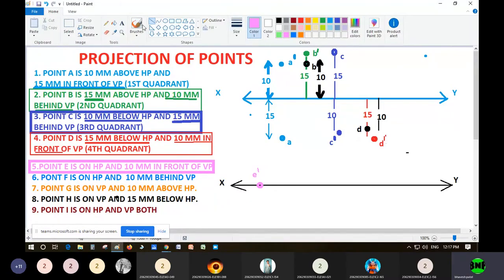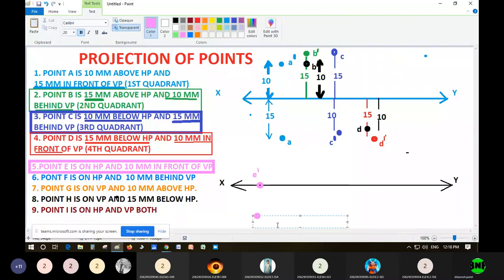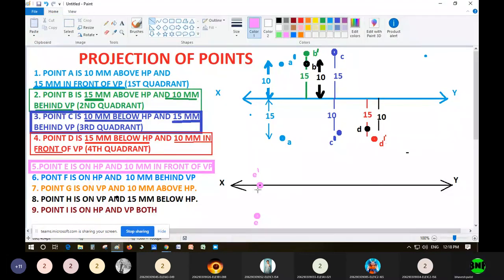So another point will be somewhere here, 10 mm below. The name of the point is E. And I will draw the line also. Right, and then I write the distance 10 mm. Okay, so we have solved the 5th sum.